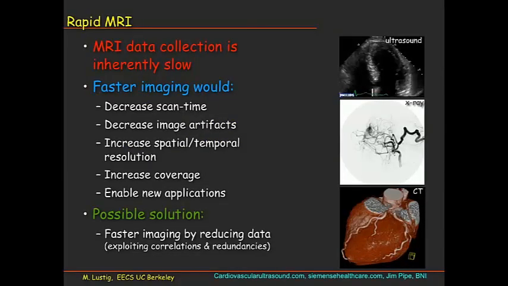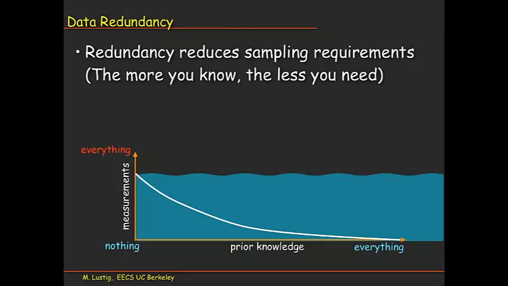Okay, MRI is a great imaging modality, but the data collection is inherently a slow process. And so people try to figure out ways to sample much faster, but ultimately there is a limit. So one of the possible solutions, if the data collection is inherently a limited thing, then to do faster imaging by reducing the data and reconstructing the images based on the fact that the data is redundant, or exploiting various redundancies. So the fact that there is redundancy in the data, that reduces your sampling requirements. So the more you know, the less you need.